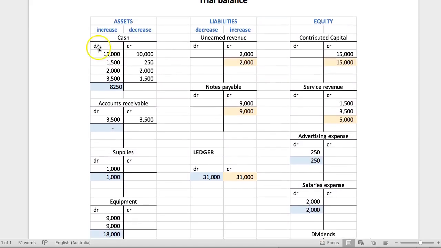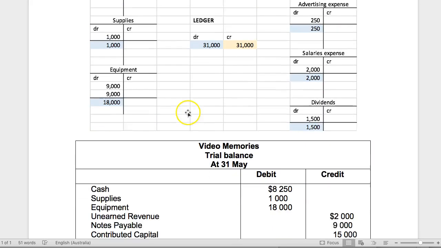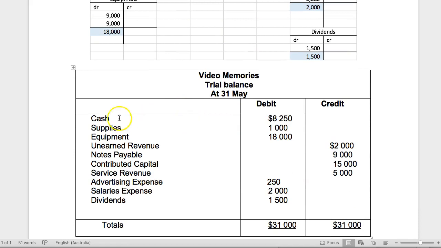And then all we do is we copy the name from the T account and the ending balance. Now, cash is in the debit column, and so we copy that down here, we write cash, and we put that into the debit column. So the order for the trial balance, we include all of your assets first. And all of your assets will have the balance in the debit column.